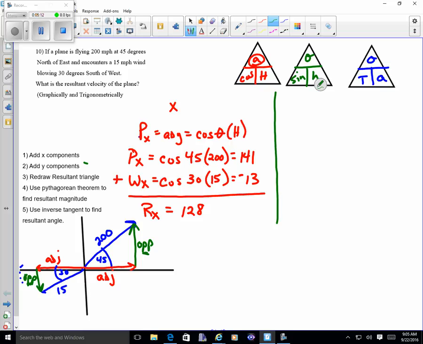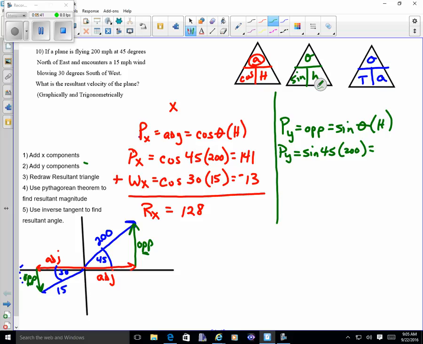So now I'm going to put the plane in the y direction. Once again, it is the opposite side, and so that ends up equaling sine of theta times the hypotenuse. So I'm just going to put down the sine of 45 times 200, once again, gives you 141.